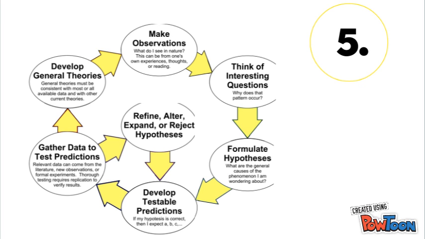After you have gathered your data, your very last step then would be to develop some sort of general theory based on your data and your hypothesis. And if your hypothesis doesn't match your data or doesn't match the theory that you came up with, that's fine. You can just restart the process, make more observations, and alter your hypothesis.